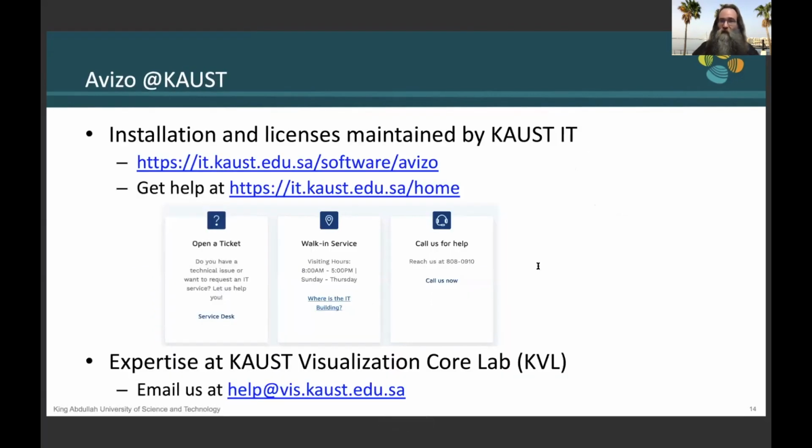So how can you use Avizo here at KAUST? First, it's a commercial product, so the installation and especially the licenses are maintained by KAUST IT. You see the link to the Avizo software page on top. You can download binaries for Mac and Windows there. If you use an IT-maintained Linux workstation, then all you have to do is say module load Avizo, and you can use it right away. In any case, if you have any problems with the installation or the licensing, go to the homepage of IT, scroll down a little, and you'll find these ways to get in touch with IT, and they can help you with these issues.